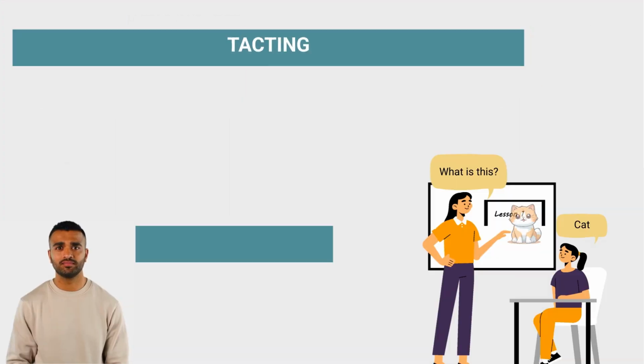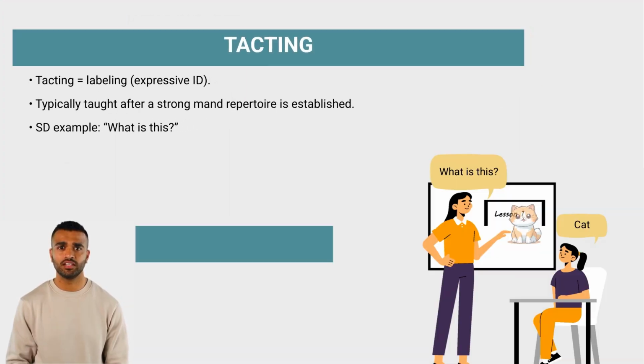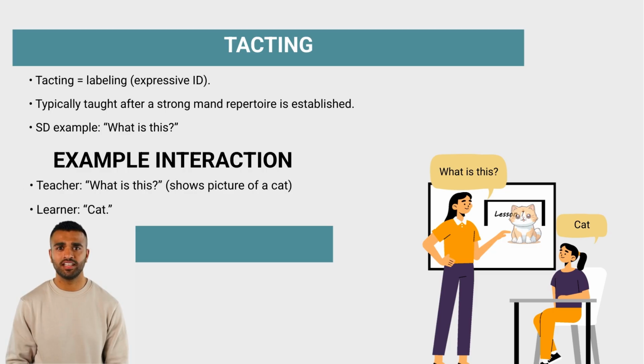Next one is tacting. Tacting is when a learner labels. This is also known as expressive ID. It's typically taught after a strong mand repertoire is established. Your SD for this verbal operant will typically be, "What is this?" Example: teacher holds up a picture of a cat and says, "What is this?" Then learner says, "Cat."